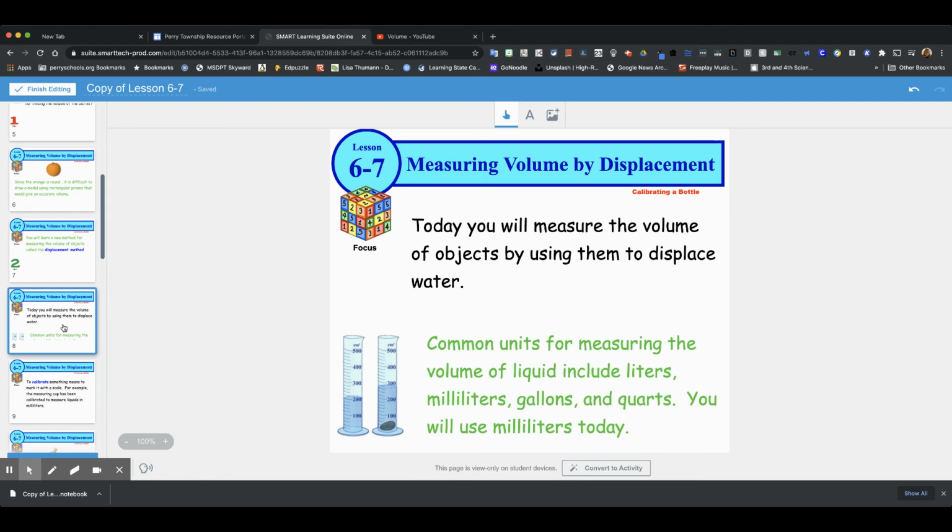What you want to note here is that common units for measuring the volume of liquid include liters, milliliters, gallons, and quarts. Think about going to the grocery store. If you're picking up some milk, we don't say that I'm going to pick up so many cubic centimeters of milk or so many cubic inches. We say I'm going to pick up a gallon or a half gallon, maybe a quart of ice cream, maybe a 2 liter of pop soda, whatever you call it. So we're going to be looking at milliliters today when we talk through this.